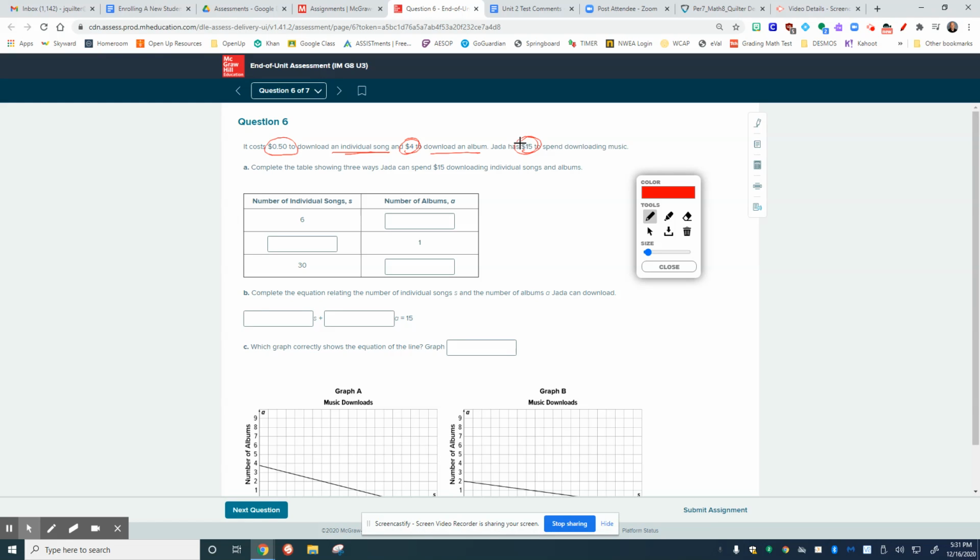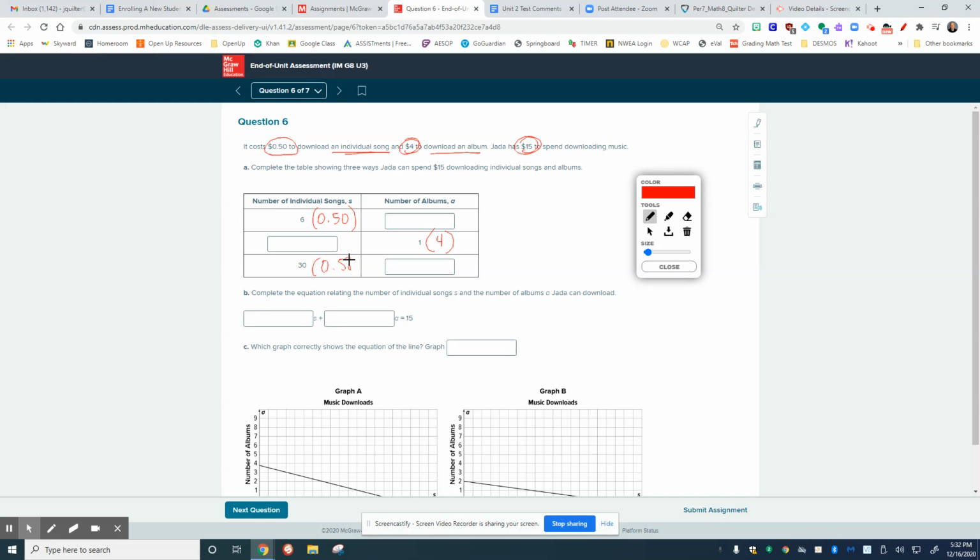If she bought 6 songs, that's at 50 cents a piece, right? That's $3. So how much does she have left? She has $12. How many albums can she buy on that one? Go ahead and work on all the rest of these. This one right here is times 4. This one is times 50 cents. So pay attention to those pieces.